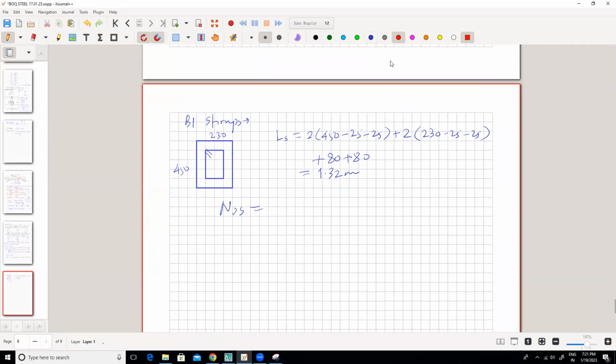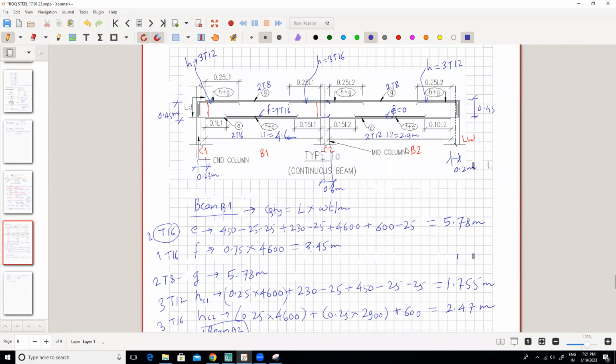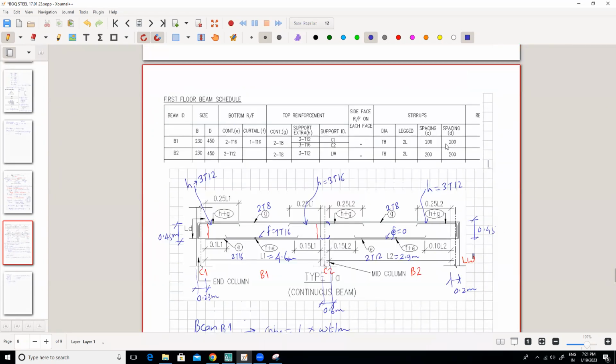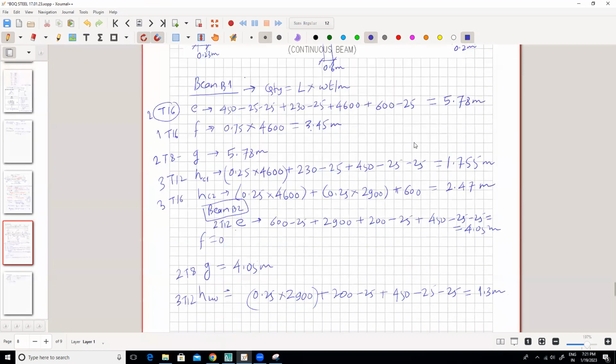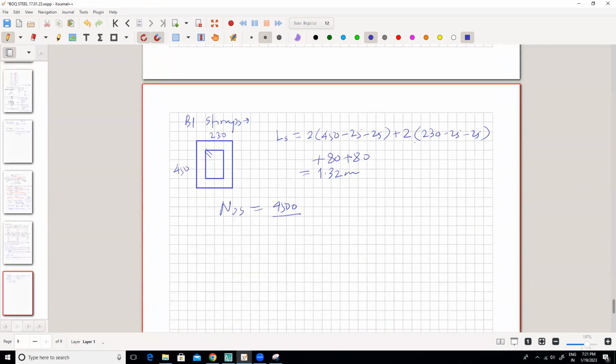So 4500 divided by spacing of the stirrups, which is 200 on both the sides. So 200 plus 1. 24 हो जाएगा। 24 या 23? Okay, 24. 24 numbers. 24 sir. Okay, 24 numbers.